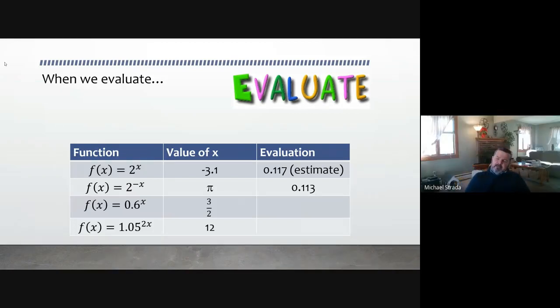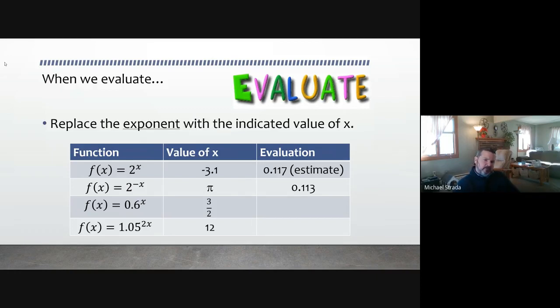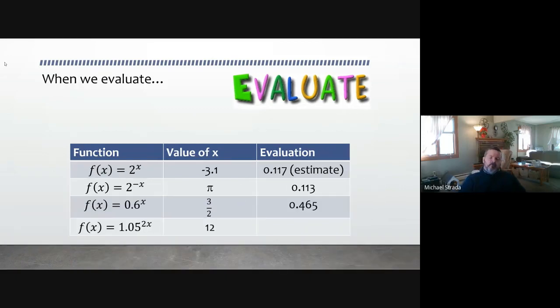Same thing if we have a negative exponent. So if it's 2 to the negative x and replace x with pi, you'll notice once again the number is going to get smaller. All right. Anytime we have negative numbers, instead of getting bigger, it gets smaller. When we look at 0.6 raised to the 3/2, we would get 0.465. On your calculator, you just do 0.6, then the exponent button, then 3 divided by 2, or 1.5. When your base is between 0 and 1, instead of getting bigger, it also gets smaller.